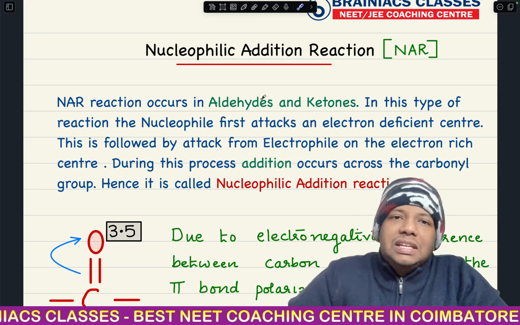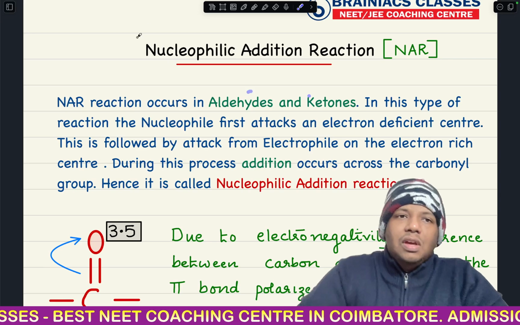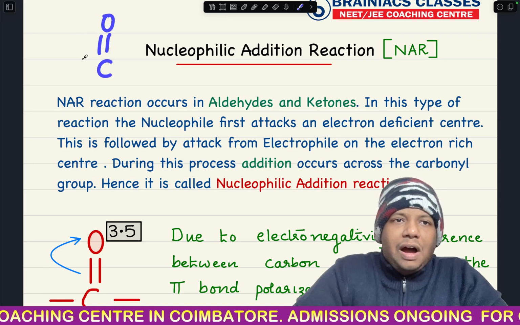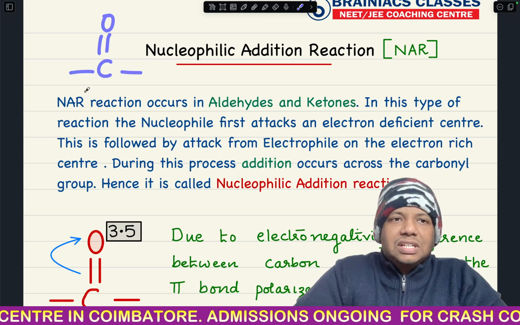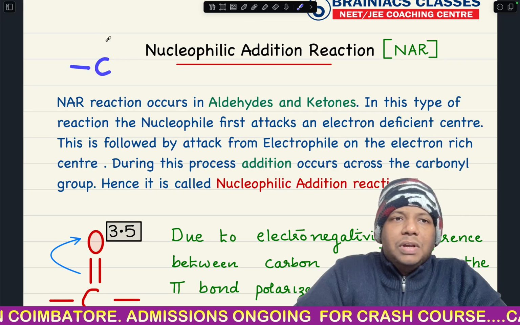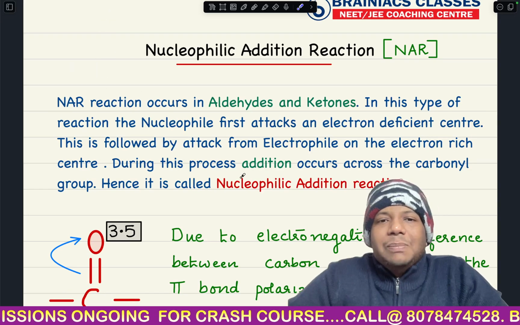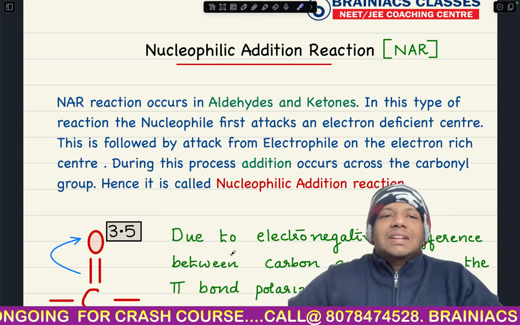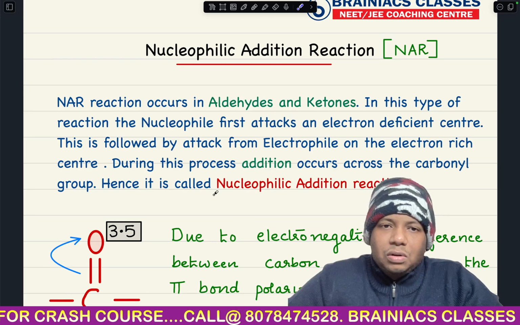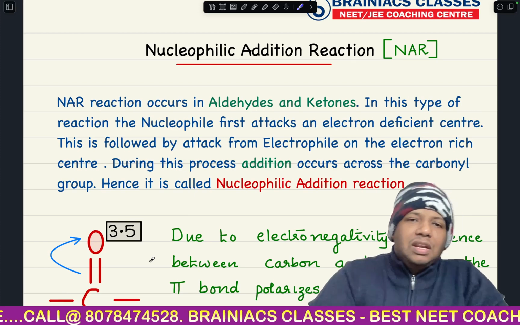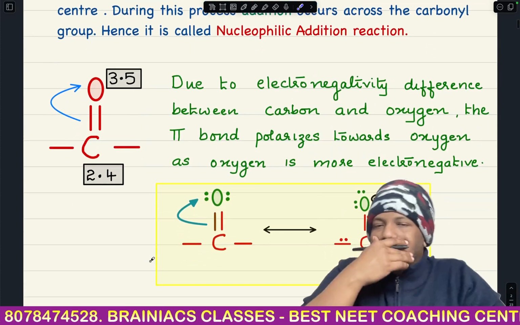We know that it is happening in aldehydes and ketones, and all aldehydes and ketones have the carbonyl group. After the nucleophilic addition reaction, the C double bond O becomes C single bond O. So it is a type of addition also, and that's the reason why we call the reaction nucleophilic addition reaction. Now we will see how this happens and what its mechanism is.